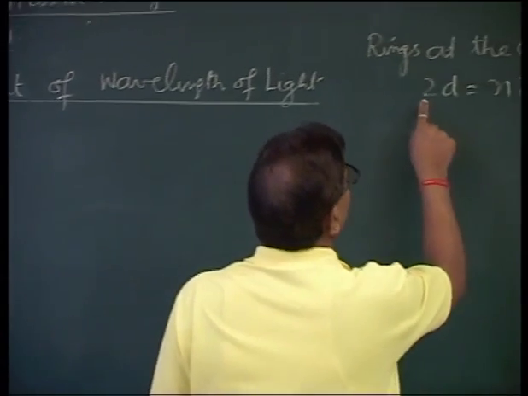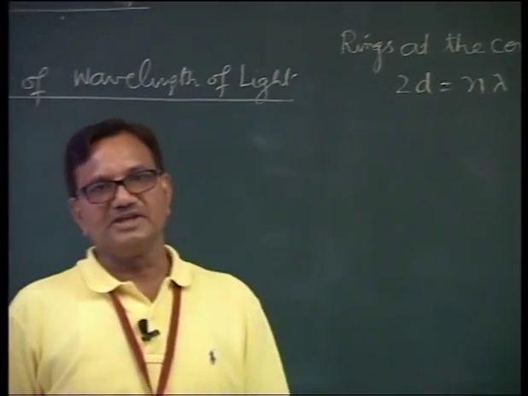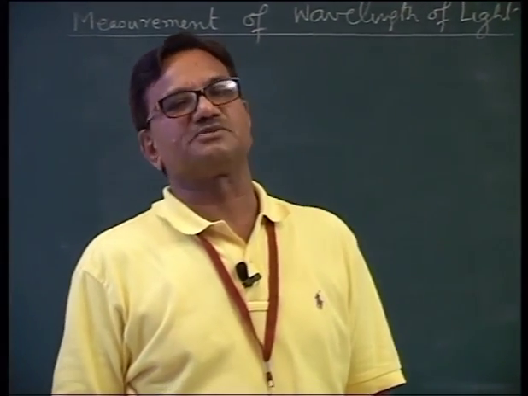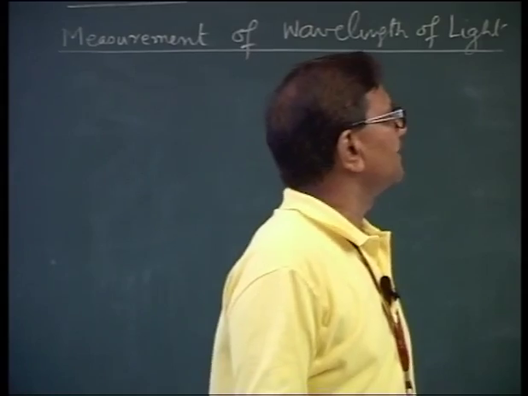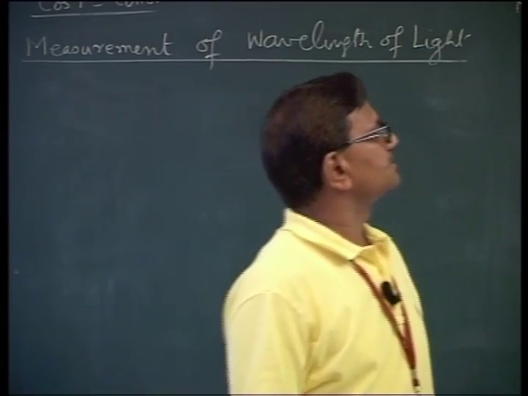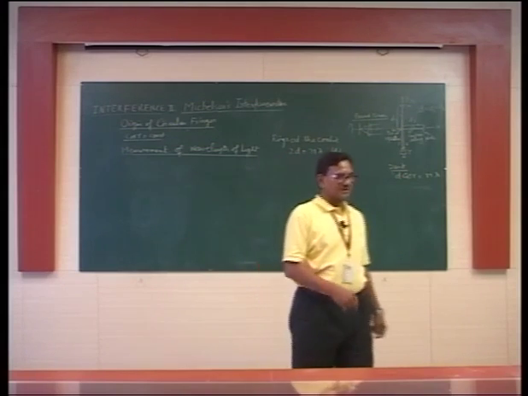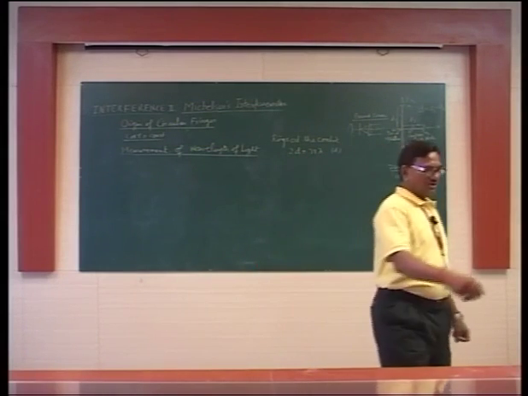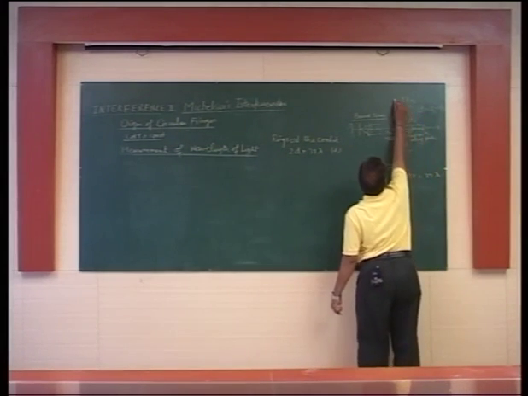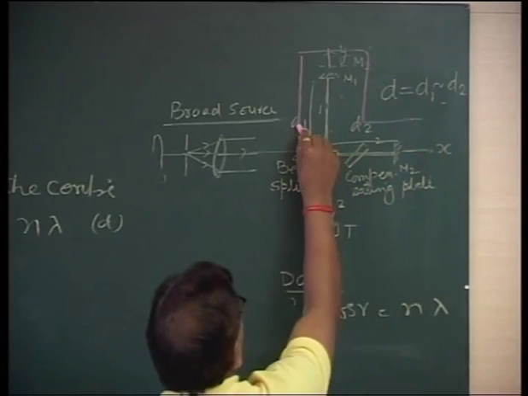Now coming to here, 2d is equal to n lambda. If we can vary d, then the variation in d can be noted and the corresponding variation in n can be noted, and it is possible to determine the wavelength of light. So for this, let us come to Michelson's interferometer. We just draw a diagram of Michelson's interferometer. This entire system is located on a very rigid platform.